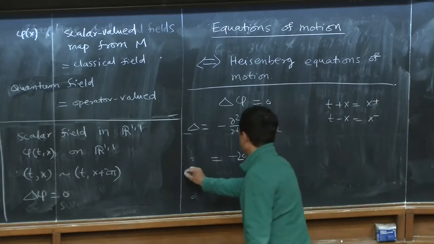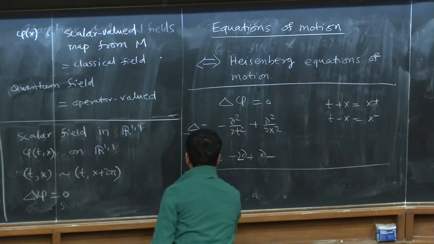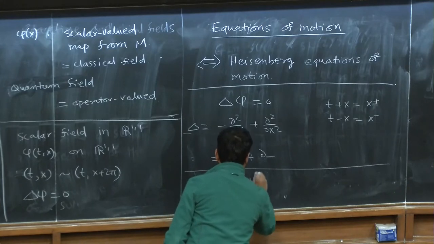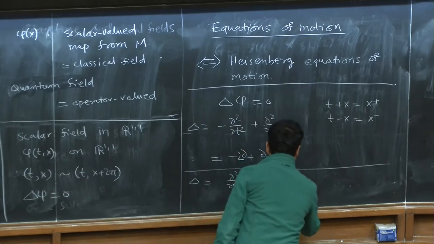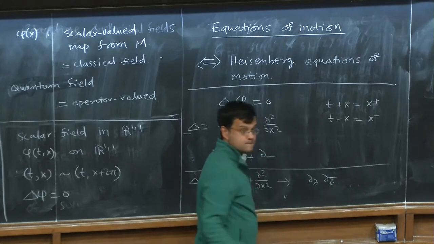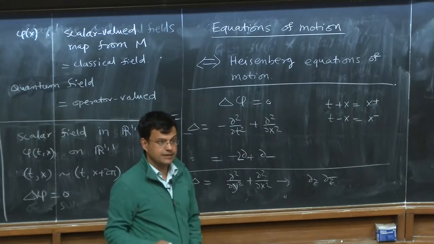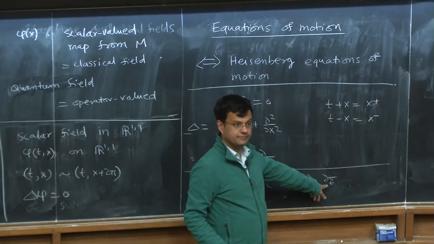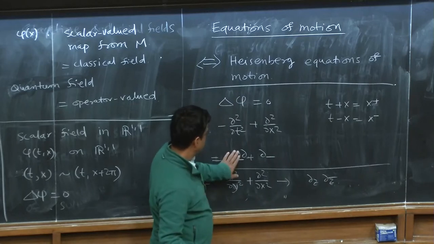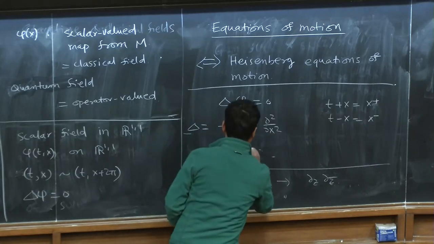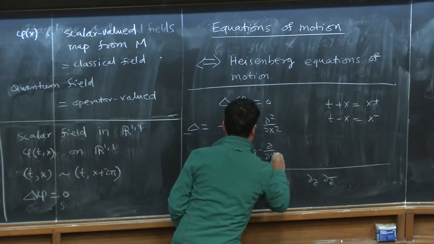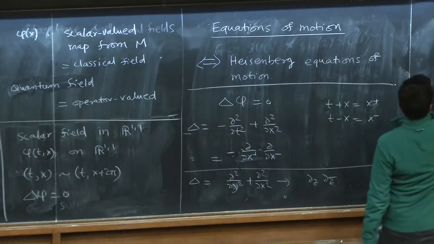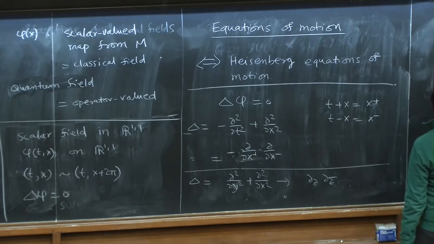This is the exact analog of if you had a Laplacian with a positive sign, let's say del x squared plus del y squared. This will be just del z del z bar on a complex plane. If you had a Laplacian on a complex plane, you can just write that as del z del z bar, right? And here it's del plus del minus. So we have an equation del plus del minus phi is equal to 0.